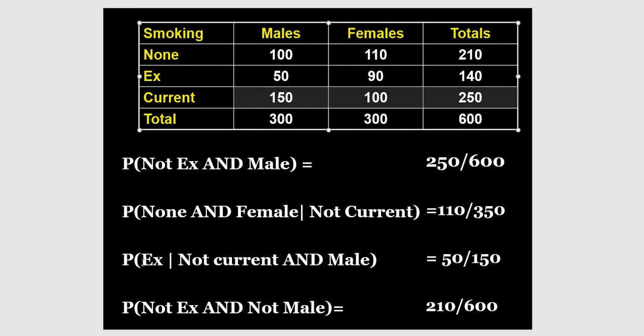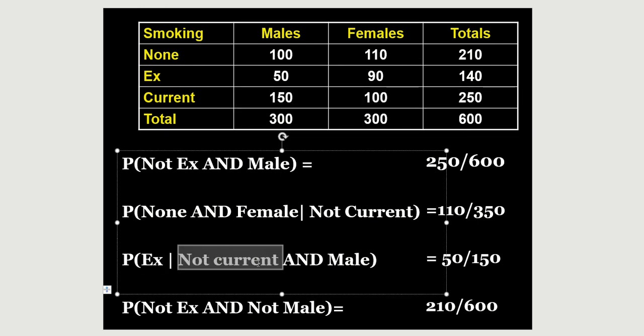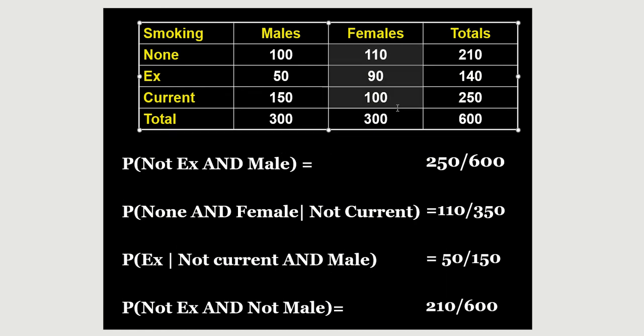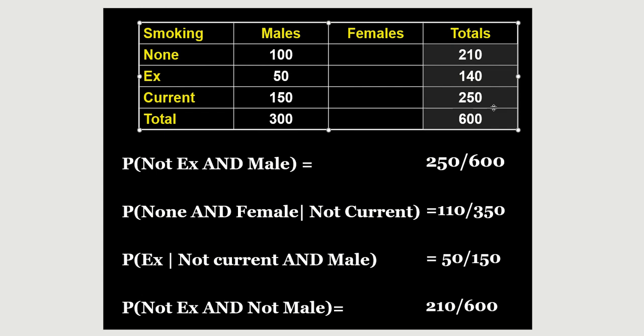The third one, I have a condition, but the intersection is in my condition. Okay? So I have to meet the condition first, and then I calculate the probability. However, the intersection is my condition. So it means I only want those who are male and not current smoker at the same time. Okay? So I only want males and not current smoker. So I want that intersection. So the females, I do not want them. So there's no females, there's no totals.